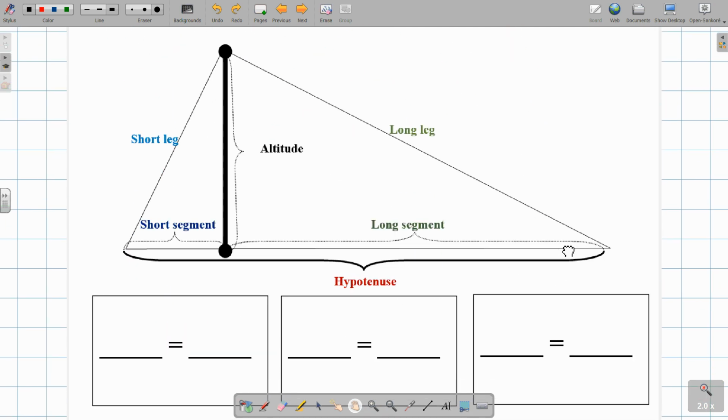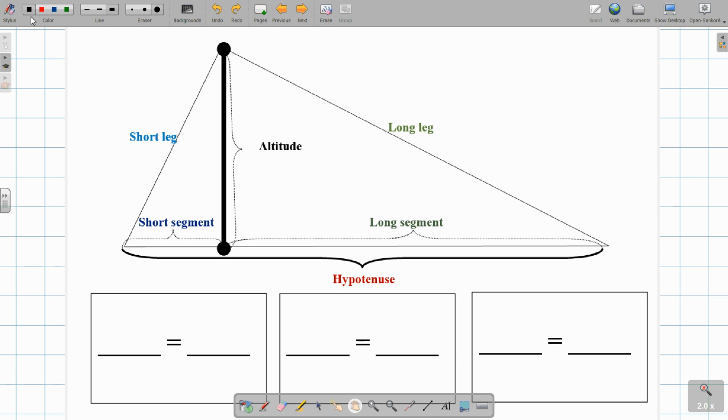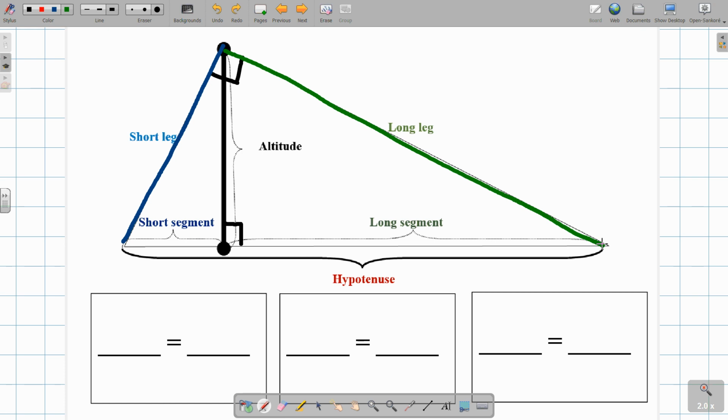So now we're going to label this triangle in a very specific way. We have our altitude. So here's your original right angle. There's your right angle with the altitude. Then in this right triangle, we have the short leg, the long leg, and of course the hypotenuse. Then there's 2 additional pieces of the hypotenuse you need to watch out for, and that is what's called the long segment, which is the piece of the hypotenuse that's split underneath the long leg and the altitude, and then the short segment.